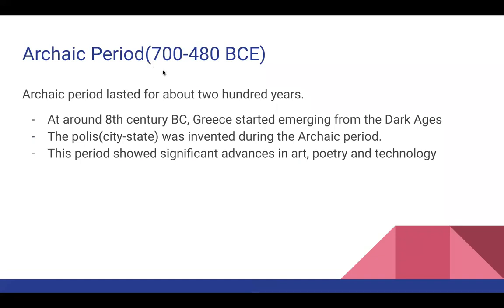From 700 to 480 before Common Era was the Archaic period of Greece. It lasted about 200 years. Around the 8th century BC, Greece emerged from the Greek Dark Ages, and during the Archaic period, the polis, or city-states, were invented. This period showed significant advances in art, poetry, and technology.